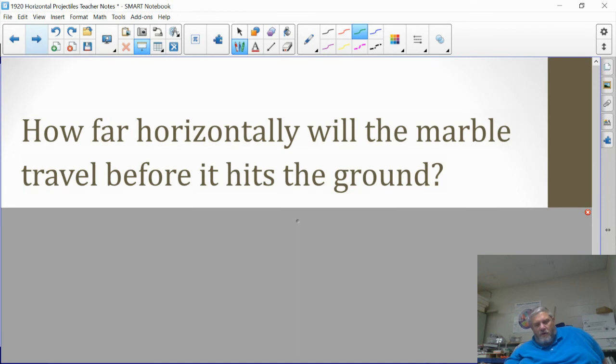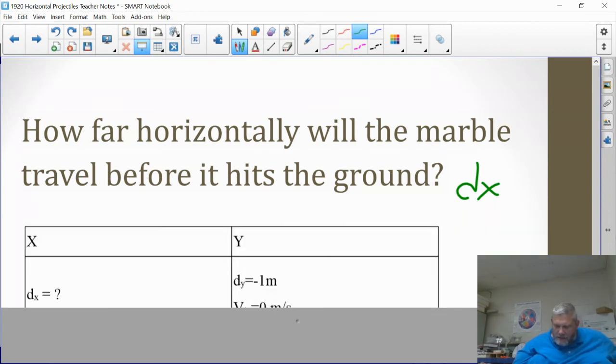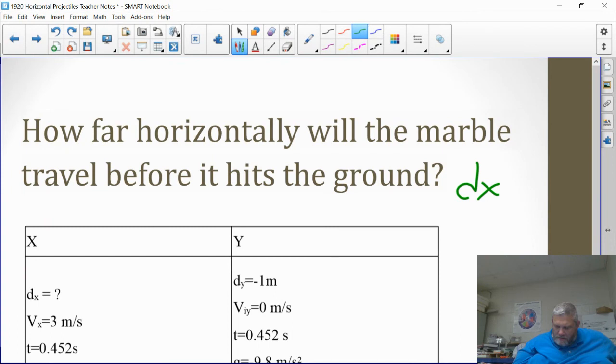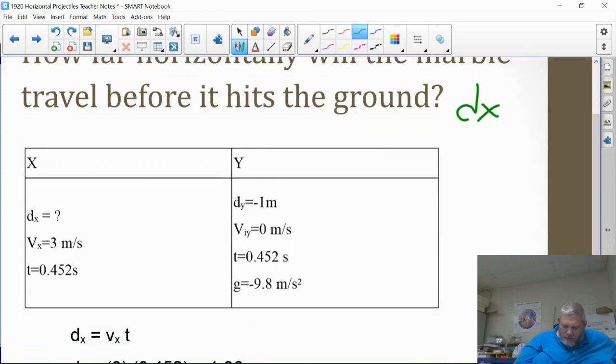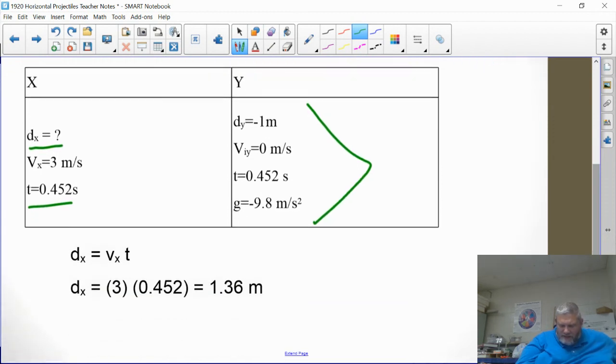So how far horizontally will the marble travel before it hits? We're looking now for dx. And so again, we have our boxes. Now we've got everything we need in the y direction. Now we need dx. We know vx and we know time. So we just say dx is equal to vx times t. So 3 times that is 1.36 meters. That's how far it traveled in the x direction.